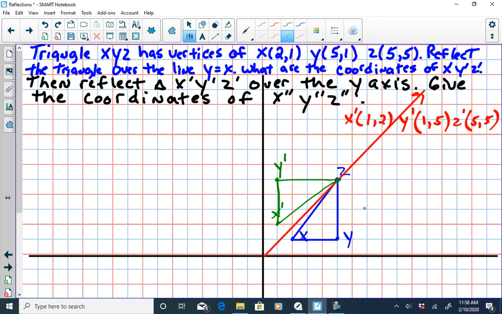That looks good. But now we want to then reflect x prime, y prime, z prime over the y-axis and give the coordinates of x double prime, y double prime, z double prime. Now we could have done this without graphing because we know that in a reflection over the y-axis, the y value stays the same, x becomes its opposite. So x double prime will look like what? We're reflecting over which one? Y-axis, correct? So the y value stays the same, x value becomes its opposite, so 1, 2 becomes negative 1, 2.